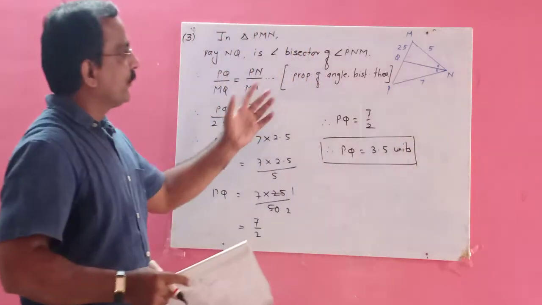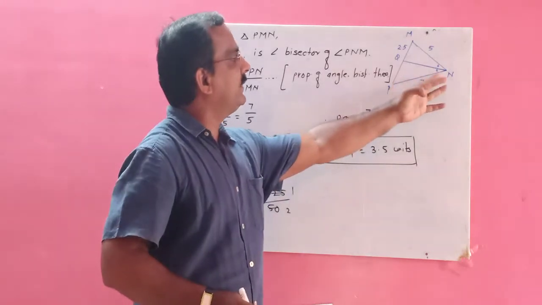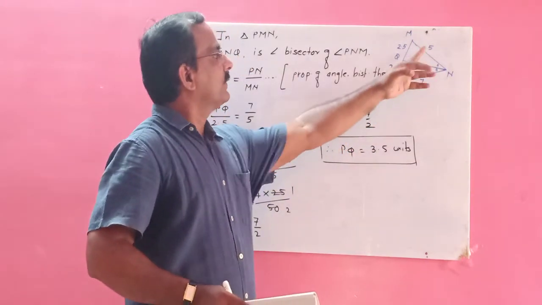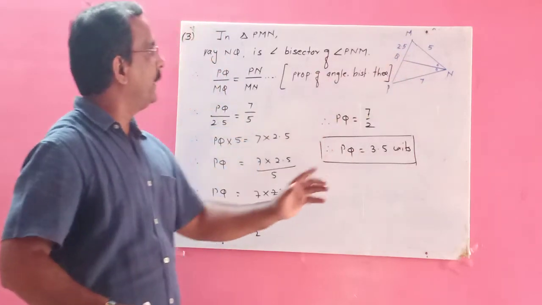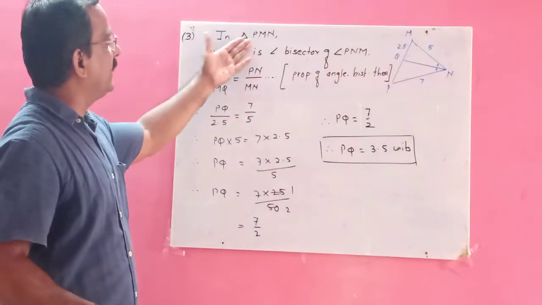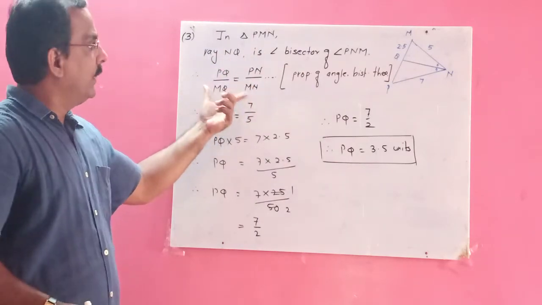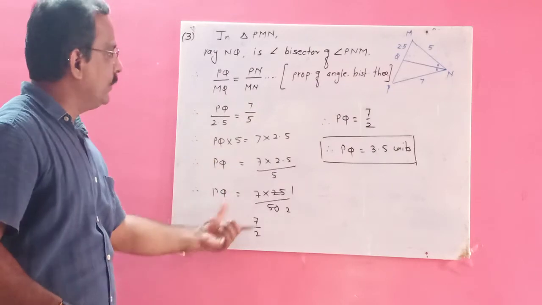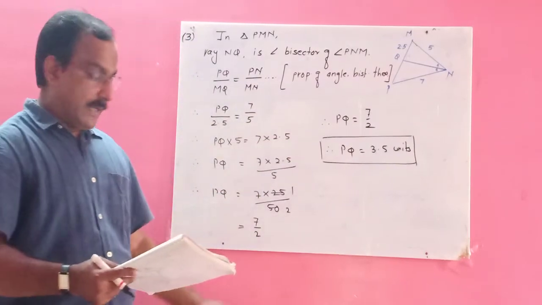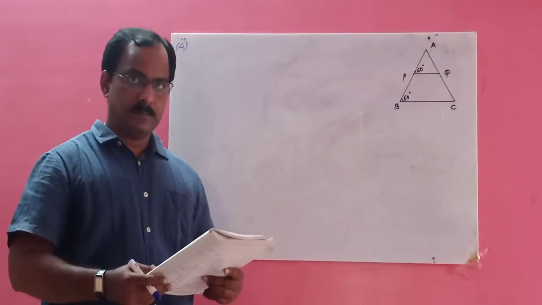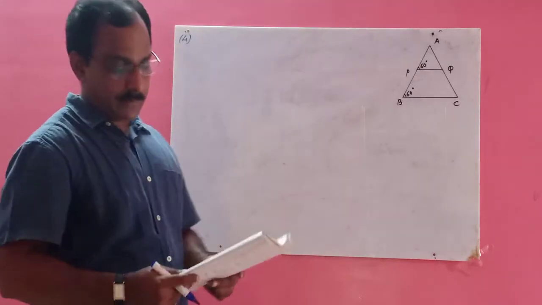Got it, children? So it is a very simple sum, a 2 marks question. What is given is that this is a bisector, this side is 5, this is 7, this is 2.5. Then how to find PQ? See, I have written the triangle name first, then NQ is the bisector, then apply your property, substitute the values and get your answer. So it's a very simple sum. Now children, see question number 4.